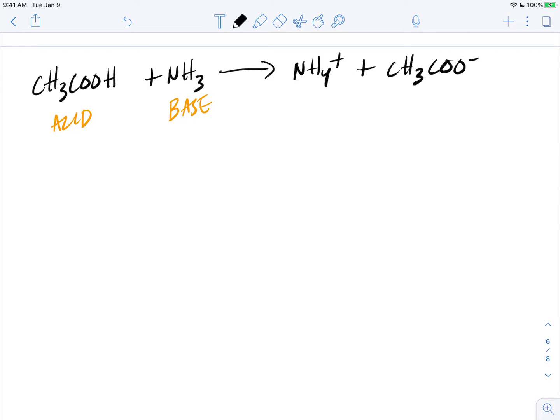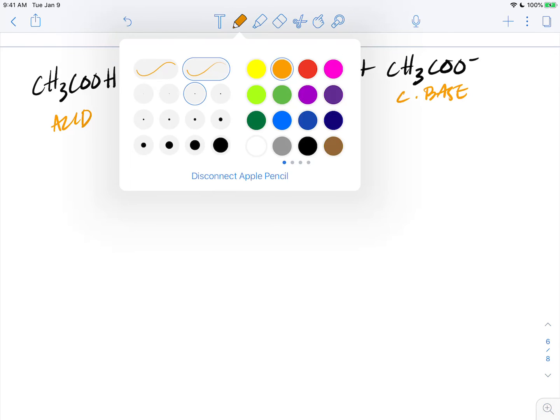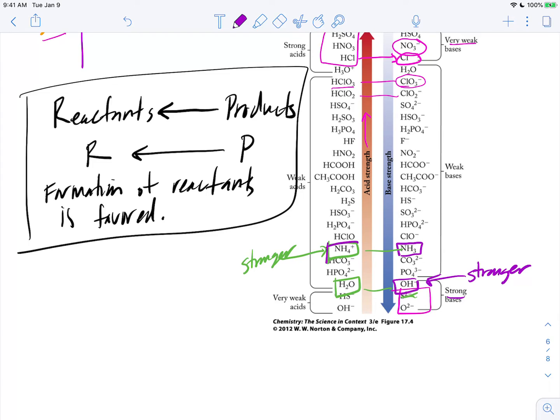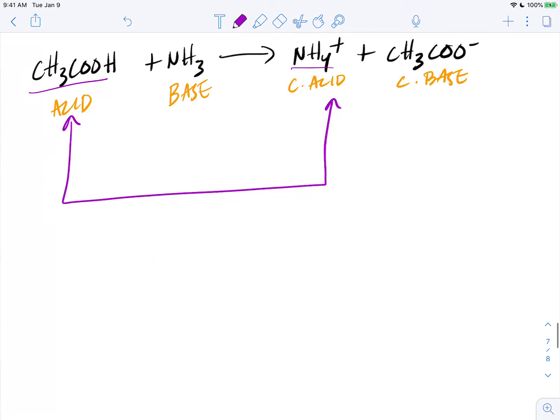So if we label the rest of these, NH4+ is going to be our conjugate acid. I'm just going to use the C for conjugate, and our CH3COO-, our acetate, is going to be our conjugate base. Okay, now we're going to go look at our little chart. I'm first going to compare the acids. I'm going to say which is stronger, CH3COOH, acetic acid, or ammonium. Here's ammonium. Now, where is acetic acid? It's right here. Acetic acid is more towards the top, so acetic acid is stronger. This is the stronger weak acid. This is the weaker weak acid.